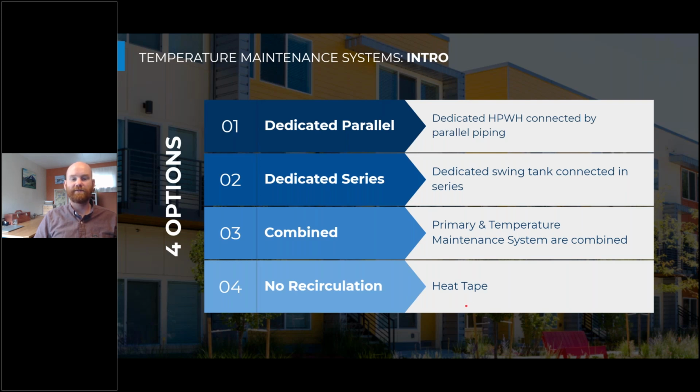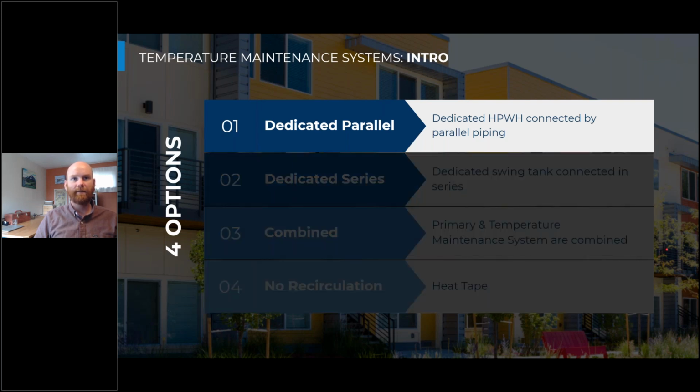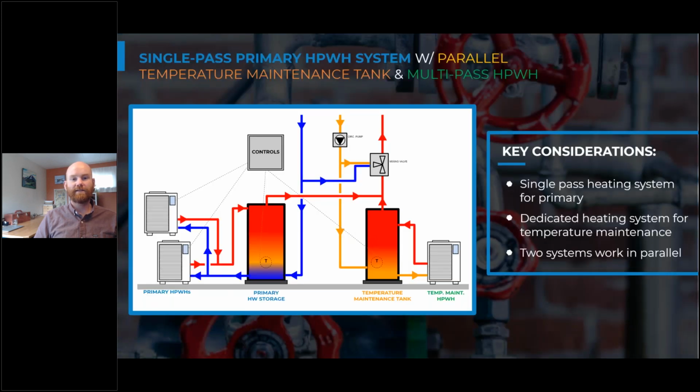And so they also sell a very similar product that keeps it at a higher temperature, closer to that 120 degree value. So the first system we're going to look at is our dedicated parallel example. And once again, this is the system we have at Jackson Apartments that we just stepped through. But what we have here is single pass primary heat pump water heaters to maximize the efficiency of those primary heat pump water heaters and their heating cycle.